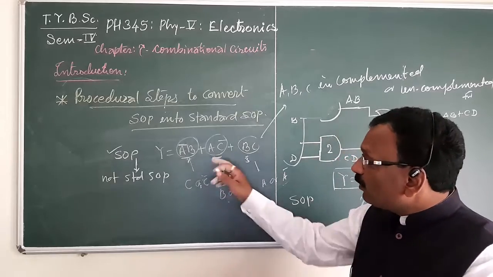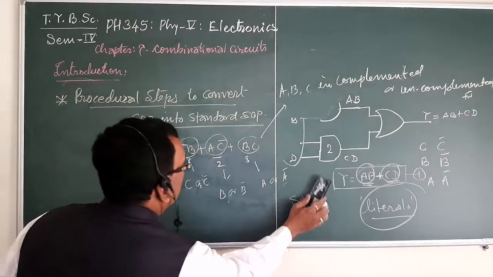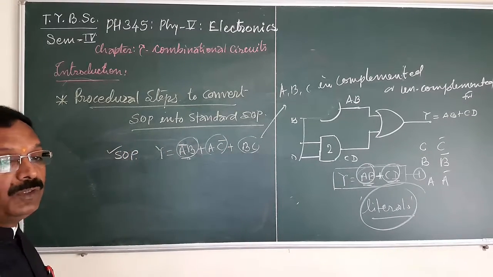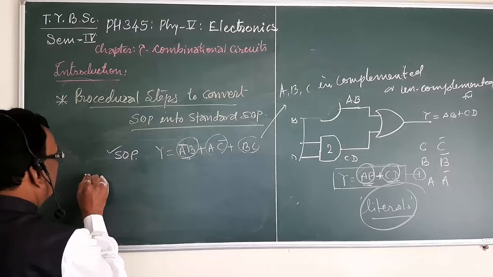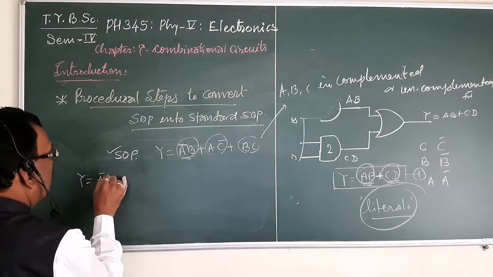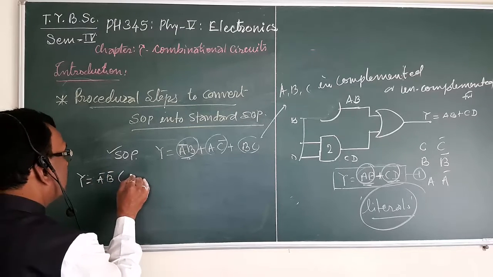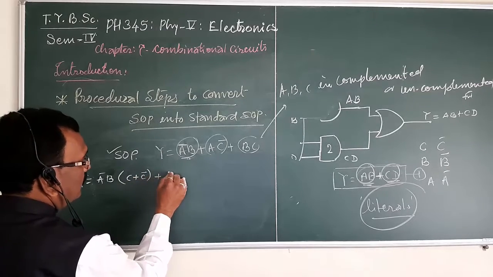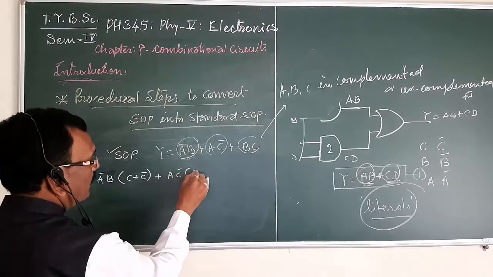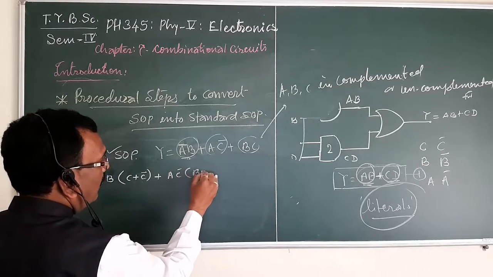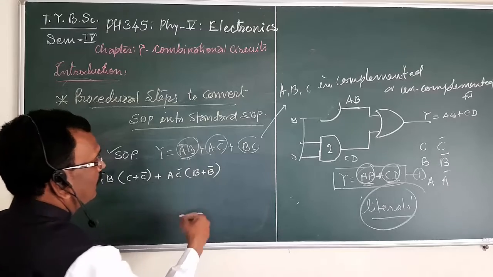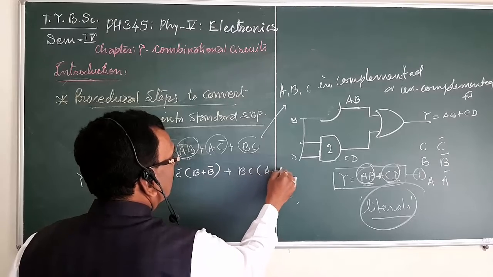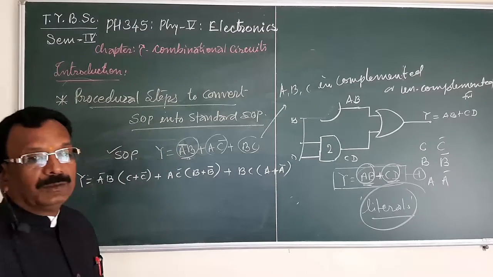In order to convert this SOP into standard SOP, what we have to do? We have to multiply A bar B by C plus C bar. Like that, the second term, A C bar, we have to multiply by B plus B bar. And the third term, BC, we have to multiply by A plus A bar. Okay.